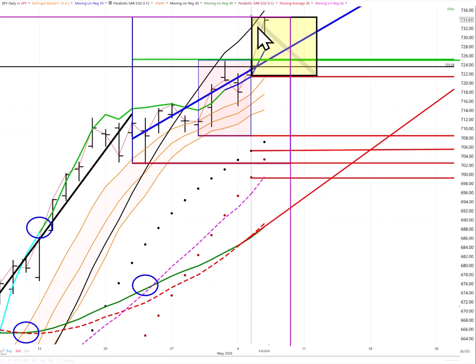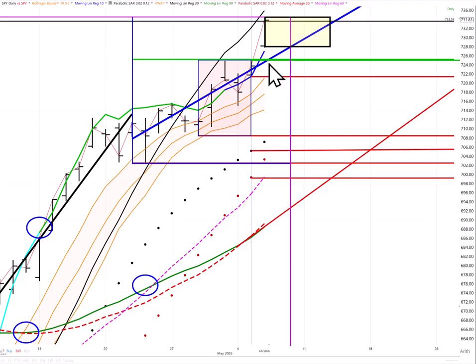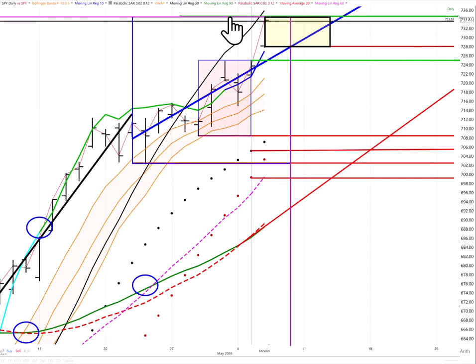Let's adjust today's price. Now raise the price bar. Amazing. Shift the automatic stop. Adjust the 10-day high. Adjust the automatic long.